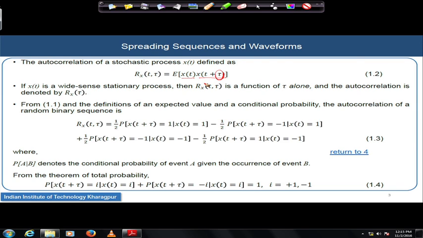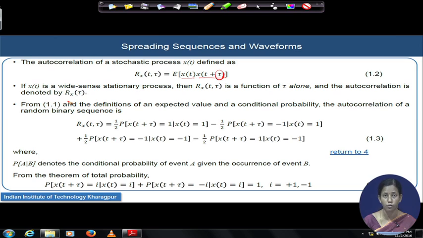We understood the meaning of a wide-sense stationary process. If x(t) is a wide-sense stationary process, then this autocorrelation function will be a function of only tau. You need not write t comma tau; I can directly write R_x(tau). Now, as we understand, x(t) has equal probability of achieving the value +1 or -1, that means symbols with +1 value or -1 value are equally probable. Hence, we can compute this autocorrelation value as in equation 1.3 in this way.